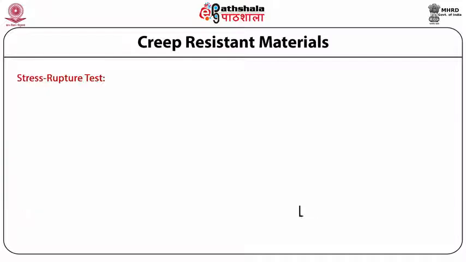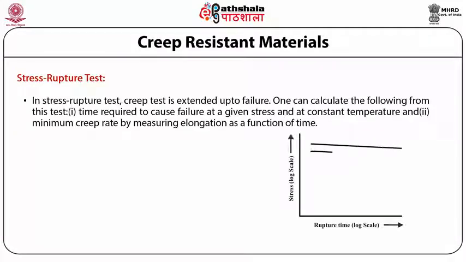Stress rupture test. In the stress rupture test, the creep test is extended up to failure. One can calculate the following from this test. Number 1, time required to cause failure at a given stress and at constant temperature. Number 2, we can calculate minimum creep rate by measuring elongation as a function of time.